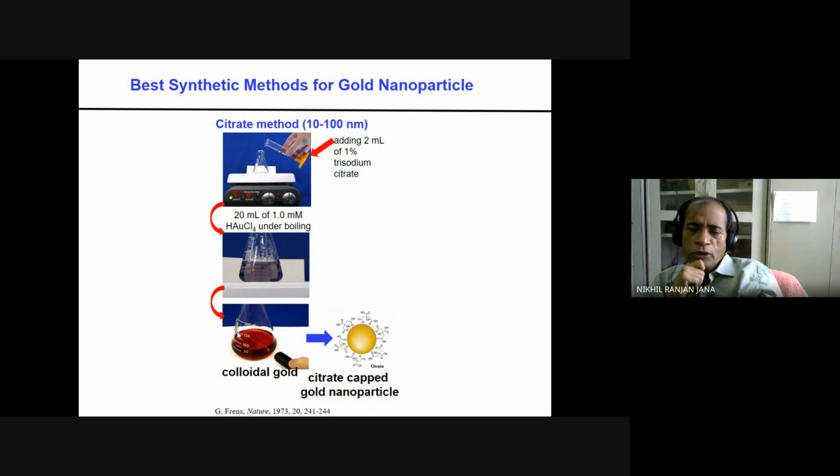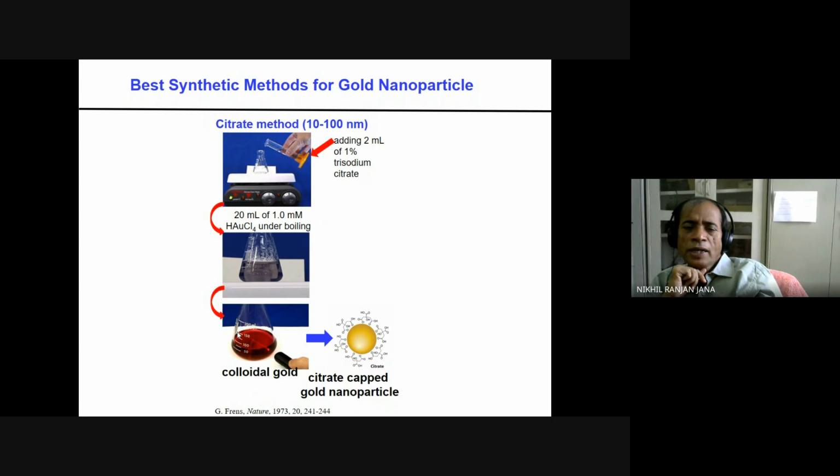And now I am showing 3 different well-known, well-established methods we commonly use for making particles. This is one example, spherical gold particles. This was developed by Richard Zsigmondy long back. This is modified, and now it's an established method.